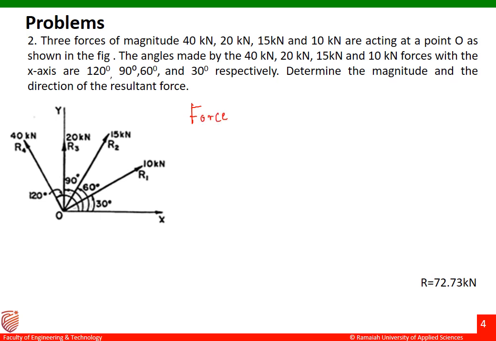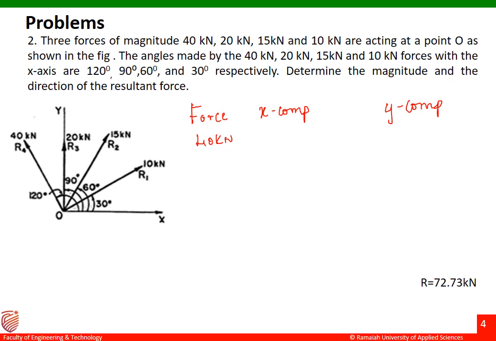Force, x component and then y component. Okay, so what is my first force? Here it is 40 kilonewton. Okay, so 40 kilonewton, x component of that 40 kilonewton.